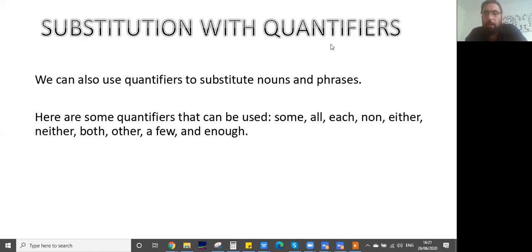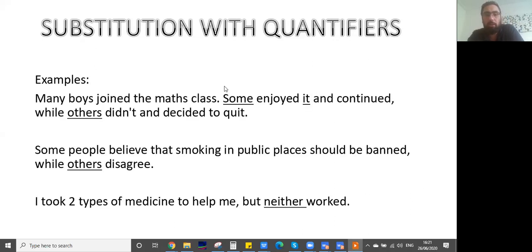Okay, so another way of using substitution is by using quantifiers. So we can use the quantifiers some, all, each, none, either, neither, other, a few, enough. All of these are quantifiers that we can use to substitute nouns. Okay, so let's take a look at some examples and see what we're substituting.